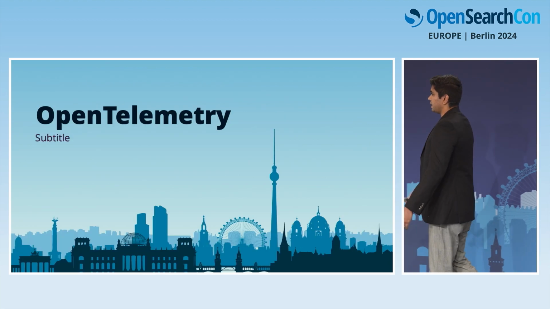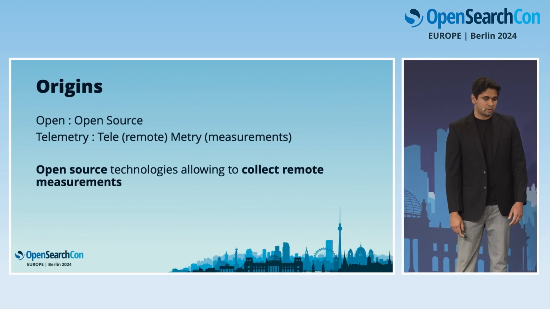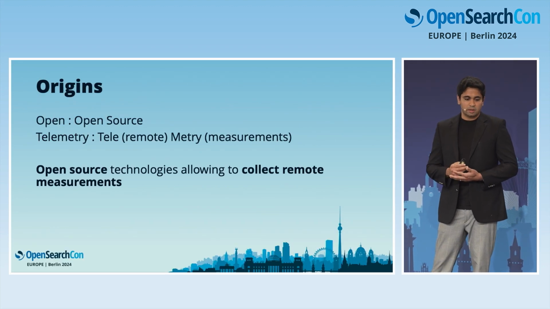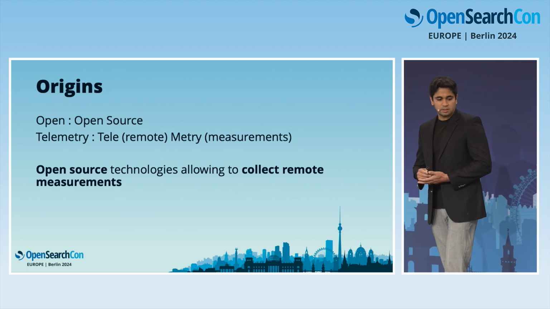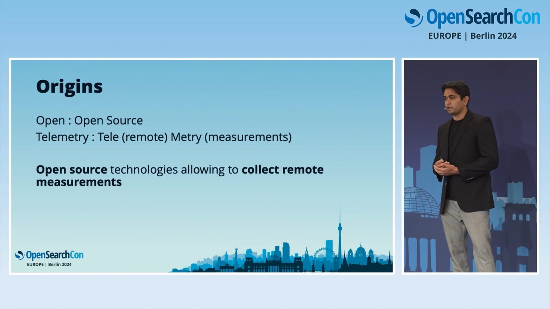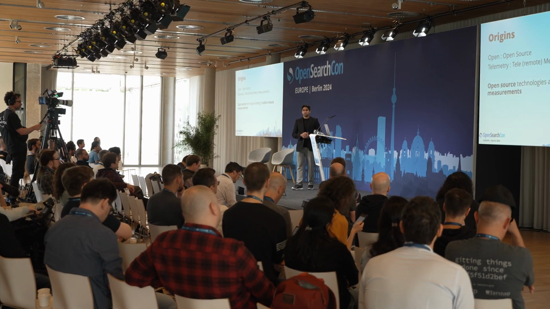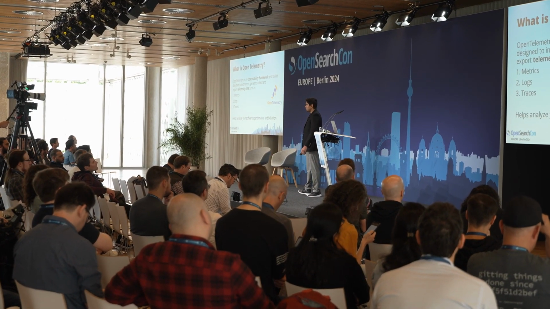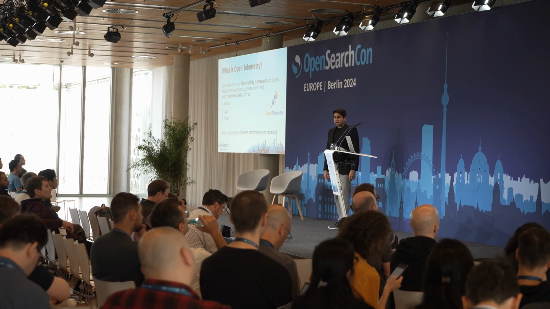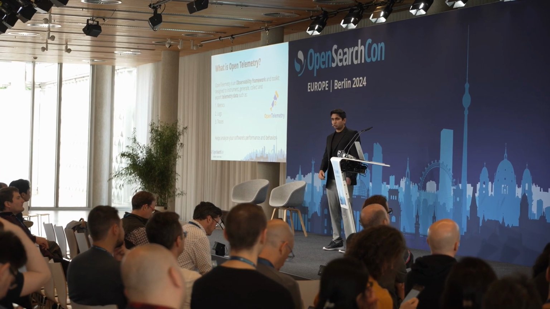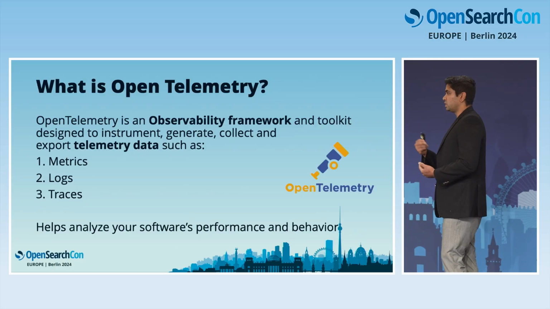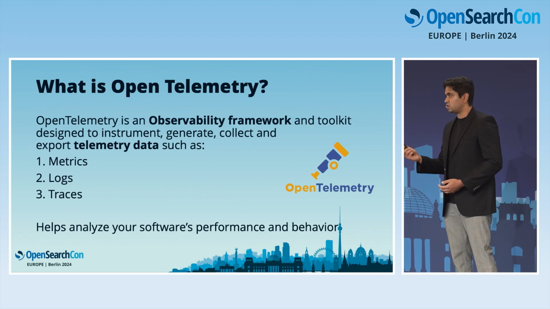So given all of that, what is OpenTelemetry? Open comes from open source, and tele meaning remote measurements. So in a simple sentence, it's an open source technology allowing you to collect remote measurements. But what it really is, is an observability framework and toolkit designed to instrument, generate, collect, and export telemetry data such as metrics, logs, traces.